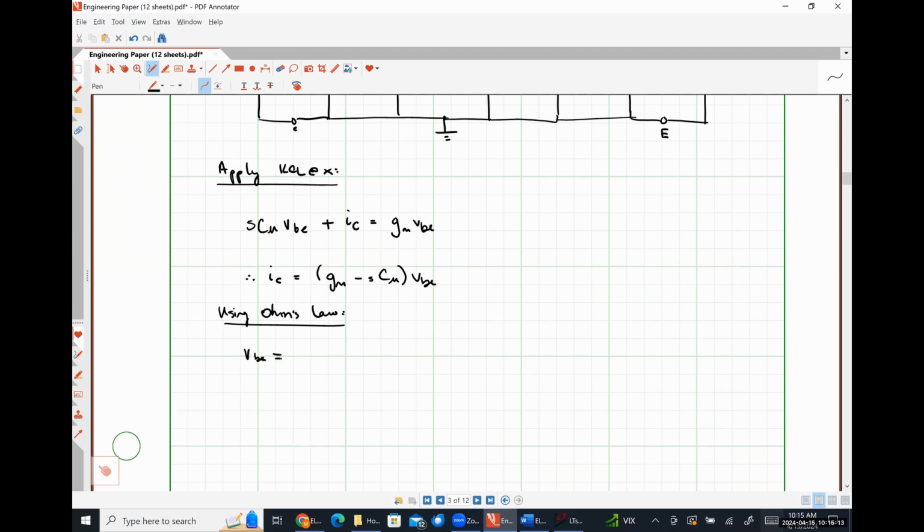So VBE should be IB times R pi in parallel with 1 over S C pi in parallel with 1 over S C mu, which is going to look like IB divided by 1 over R pi plus S C pi plus S C mu.